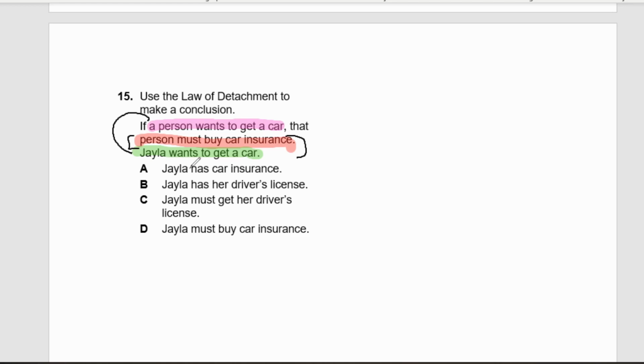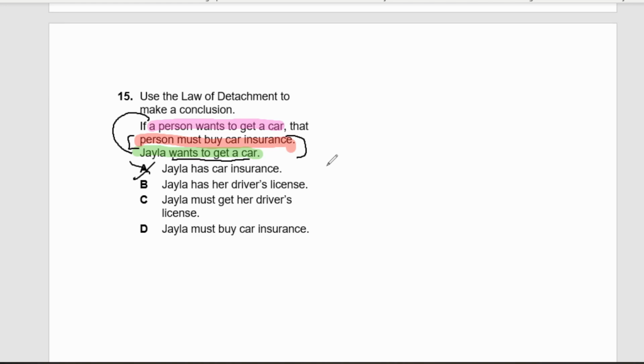She must get car insurance. Does this tell us that she has car insurance though? No, just that she wants to get a car. It did not tell us that she has car insurance. Jayla has her driver's license. Now, a lot of times people will say, well, yeah, you have to have a driver's license to get a car. But in this problem, it doesn't tell us that. She may live in a country where the driver's license rules aren't there and you only need car insurance. And as long as you're insured, you can drive.